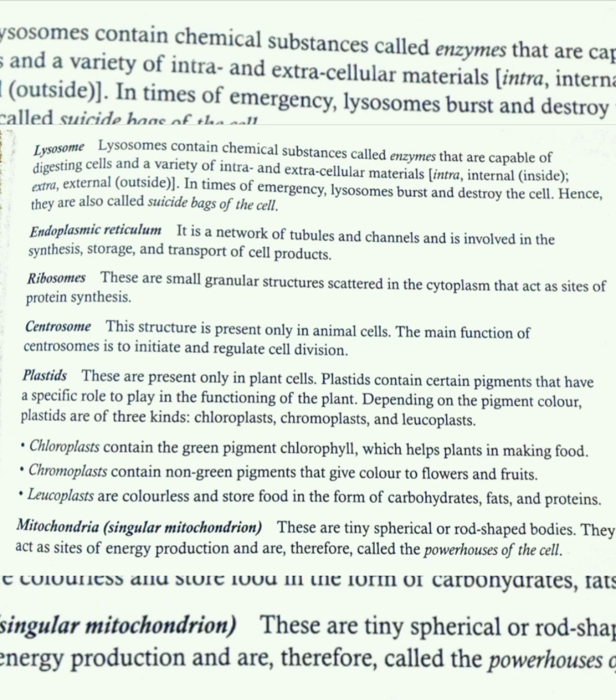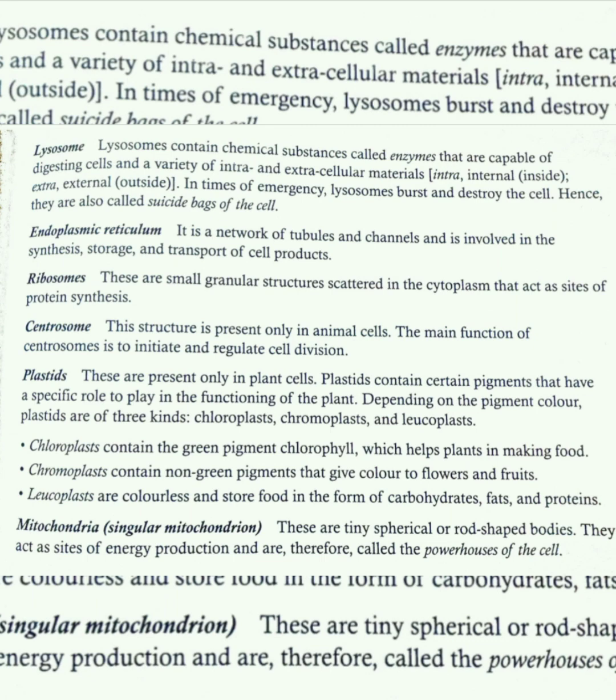Now comes plastids. Plastids are present only in plant cells. This is a very important cell organelle that is present only in plant cells and it is absent in animal cells. Plastids contain certain pigments that have a specific role to play in the functioning of the plant. Depending on the type of color or the pigment that is present in plastids, plastids are of three types. Again, a question can be asked, what are the three types of plastids? You will have to write there are three types of plastids. One is chloroplast, another is chromoplast, and the third one is leucoplast.